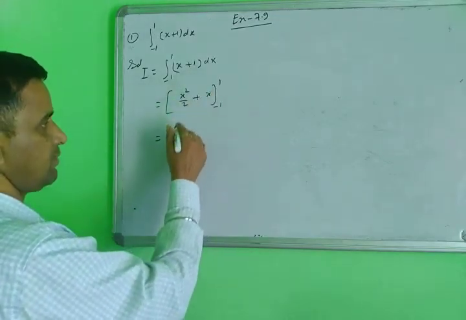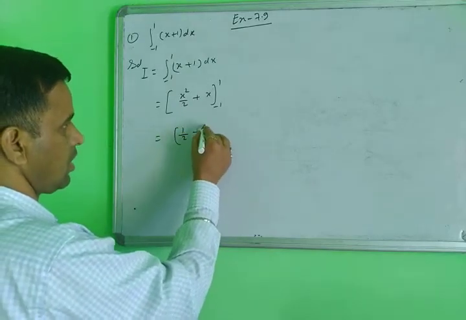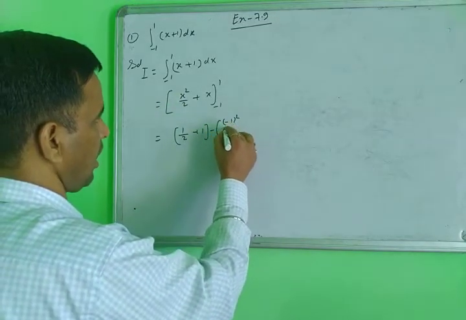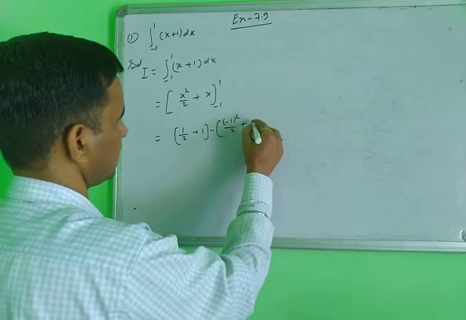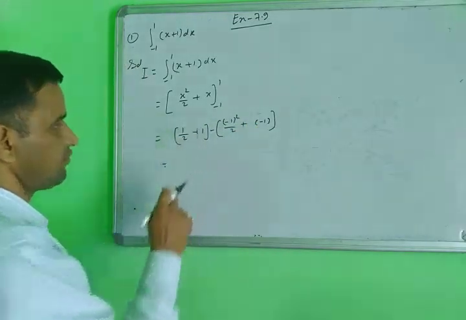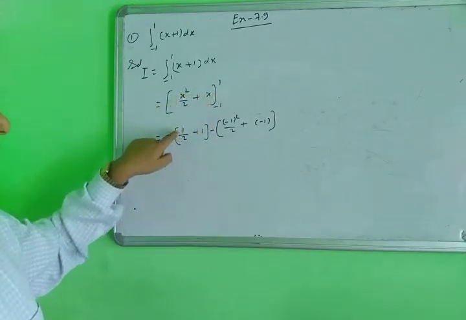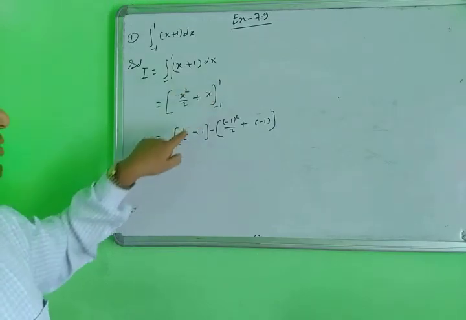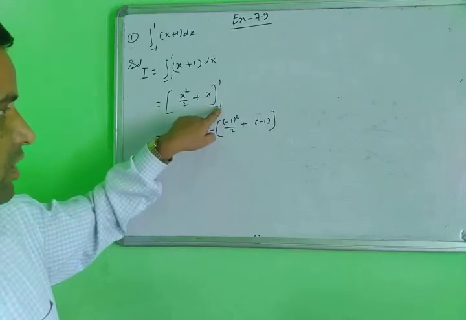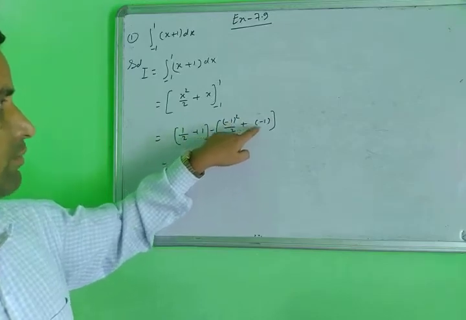Then you put in the upper limit and the lower limit. First you put the upper limit: 1 square upon 2 plus 1, minus the lower limit: -1 square upon 2 plus -1. First you put the upper limit in x square upon 2 and plus x, which gives 1 square upon 2 plus 1. Then when you use the lower limit, you put a minus sign between them: -1 square upon 2 and -1.